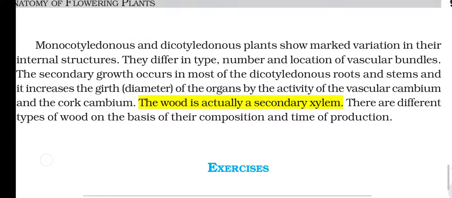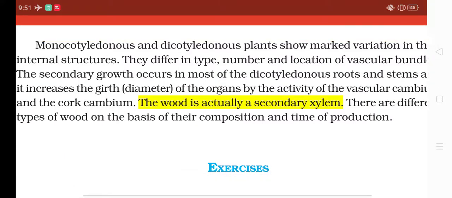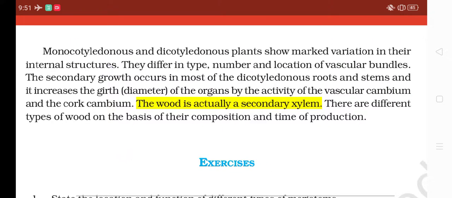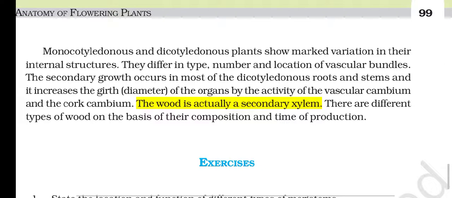Monocotyledons and dicotyledonous plants show marked variation in the internal structure. They differ in type, number, and location of vascular bundles. The secondary growth occurs in most of the dicotyledonous roots and stems, and it increases the girth, diameter of the organs by the activity of the vascular cambium and the cork cambium. The wood is actually a secondary xylem. There are different types of wood on the basis of their composition and time of production.